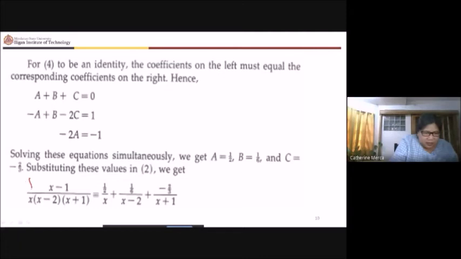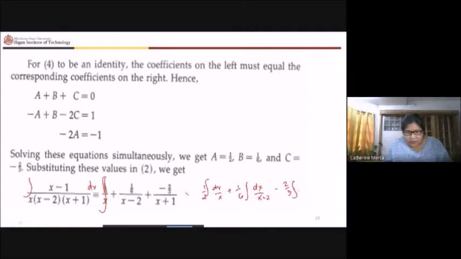Integrate natin yan. Integrate yung entire thing. So, you will now have, sige na lang, you will have integral of 1/2 dx over x plus 1/6 integral of dx over x minus 2 minus 2/3 integral of dx over x plus 1.